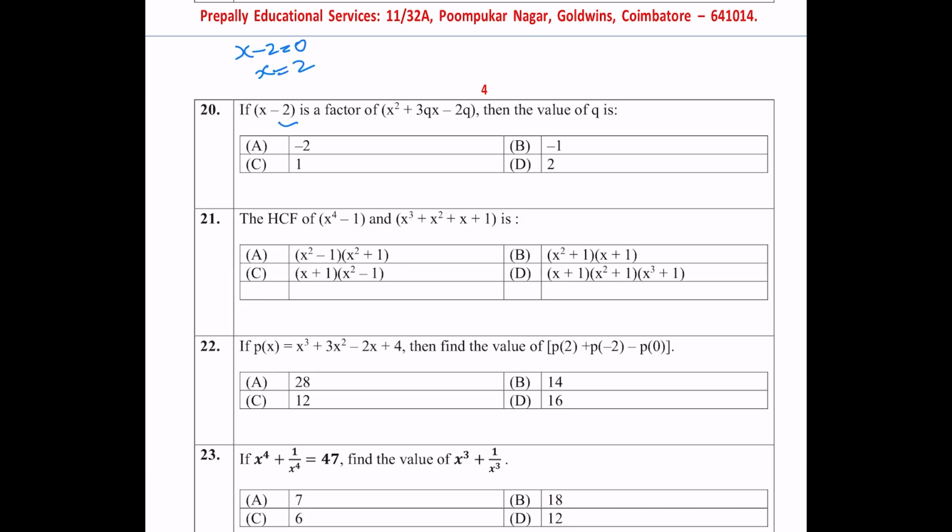So if it is a factor of this expression, so if I substitute in place of the x is equal to 2 in this given expression, then this value is also equal to 0. So this thing we can write as 2 square, 3q into 2, which is equal to 6q minus 2q is equal to 0. So which we can write as 4q plus 4 is equal to 0. It means 4q is equal to minus 4, q is equal to minus 1. So option B here is the correct one.